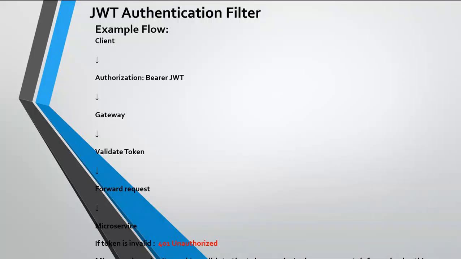JWT authentication filter, how will it be? The flow will be like this. Client, then authorization, where the JWT token will be there, then gateway, then validate token, and forward requests. It will forward the request after validation to the microservices. If the token is invalid, then 401 unauthorized will be returned.